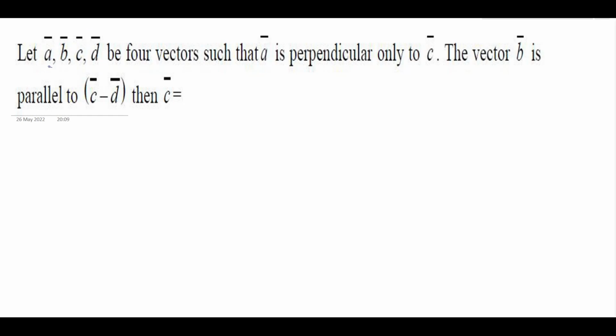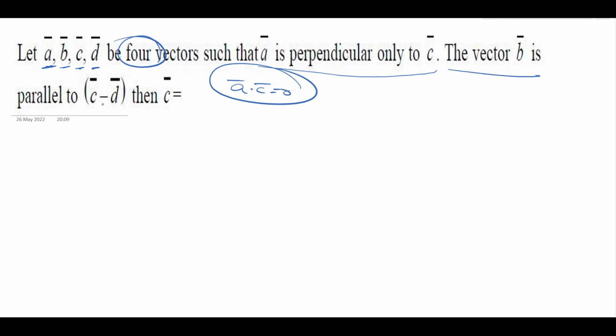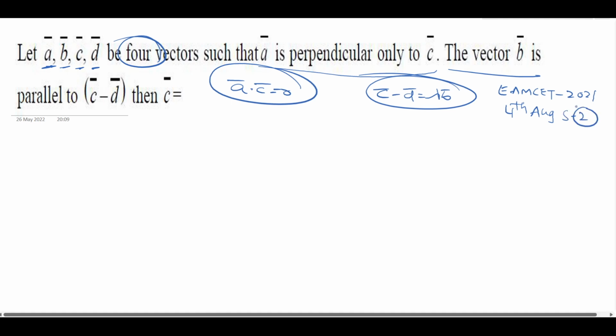Let A bar, B bar, C bar, D bar are 4 vectors such that A bar is perpendicular to only C bar. That means A bar dot C bar is equal to 0. And the vector B bar is parallel to C bar minus D bar. That is, parallel means C bar minus D bar is equal to lambda B bar. This is the vector B bar is parallel to C bar minus D bar. Then C bar is equal to dash. This is Eamcet 2021 4th August shift 2 question.